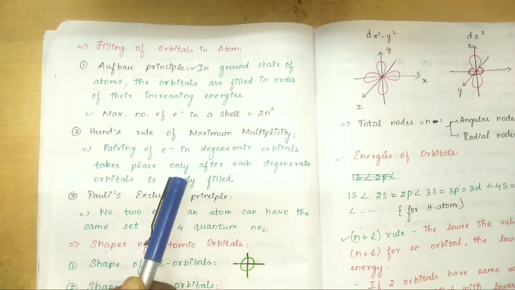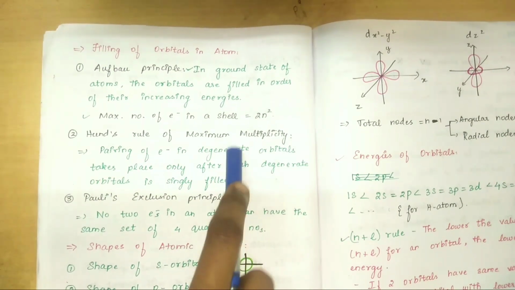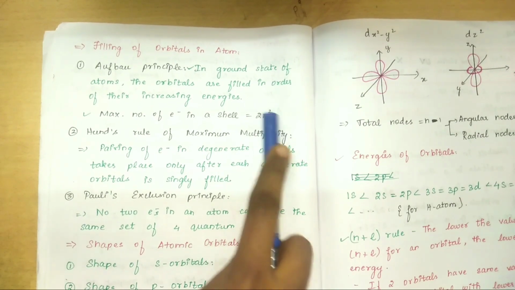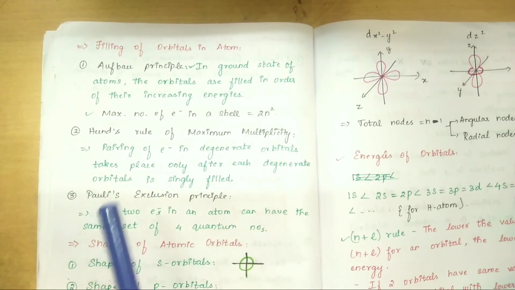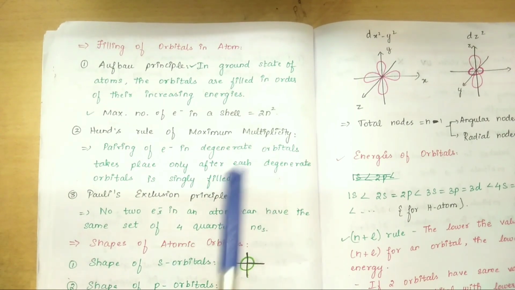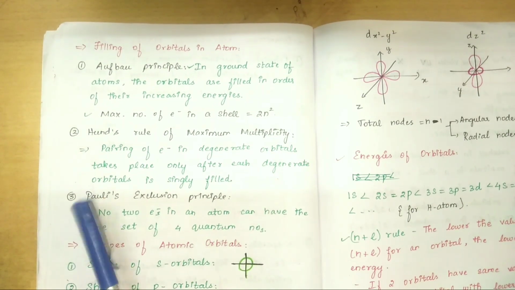Then the maximum number of electrons in a shell we can find out with 2n squared, where n is the shell number, first or second or third. The principal quantum number here is n.